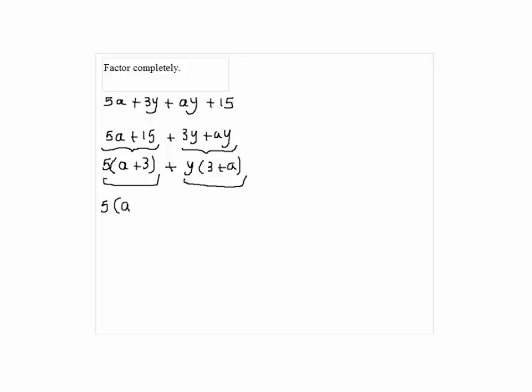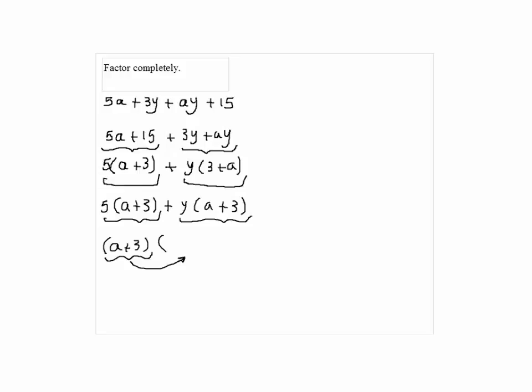We have 5 in common between the first two terms now. If I factor the 5 out, I would get a plus 3. And I would have y in common between those two terms. So we get 3 plus a.